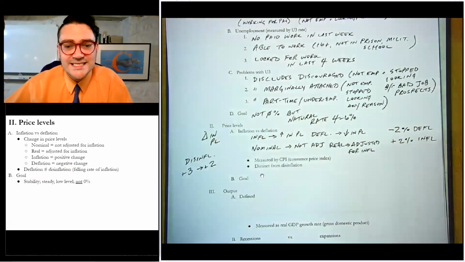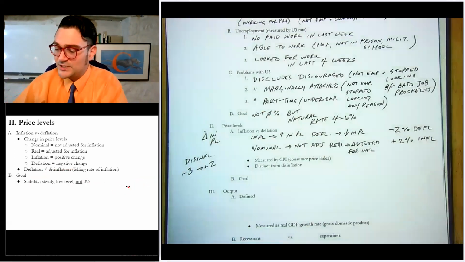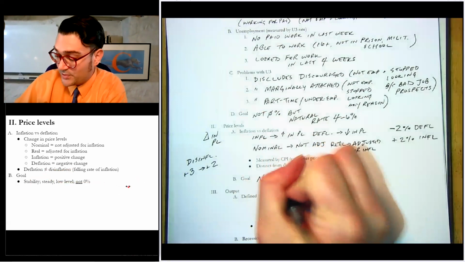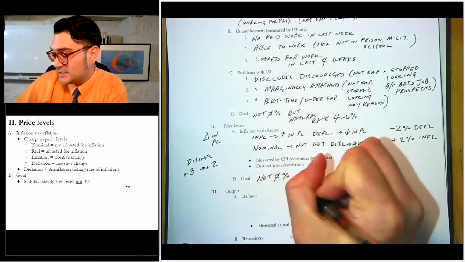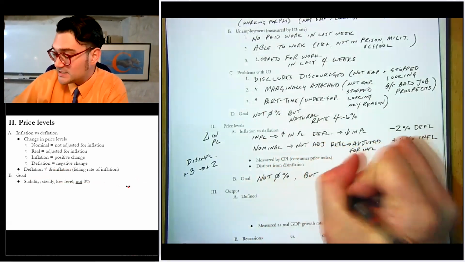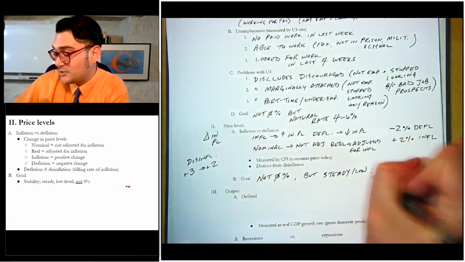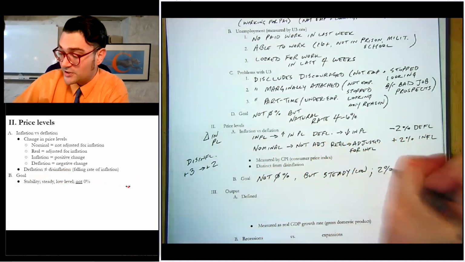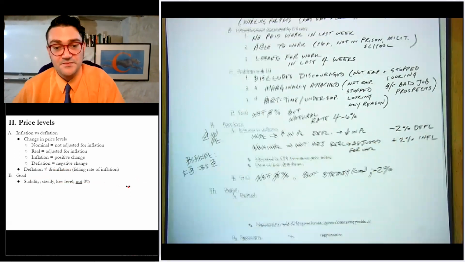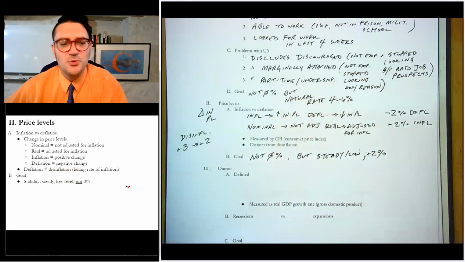The goal is a steady kind of low level of inflation, not zero. Again, that goal is not 0%, but instead steady and low. And so we would say usually, in fact, the Federal Reserve targets a positive 2% inflation rate. Later on in this class, we'll explore a little bit more why we wouldn't want zero.